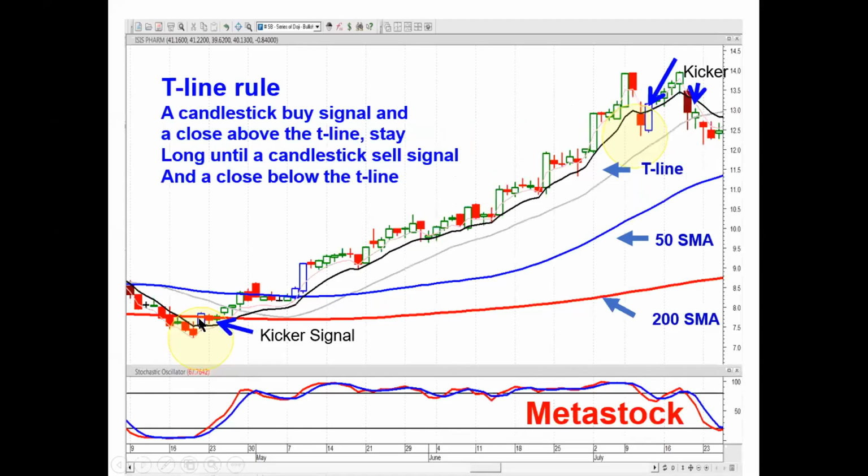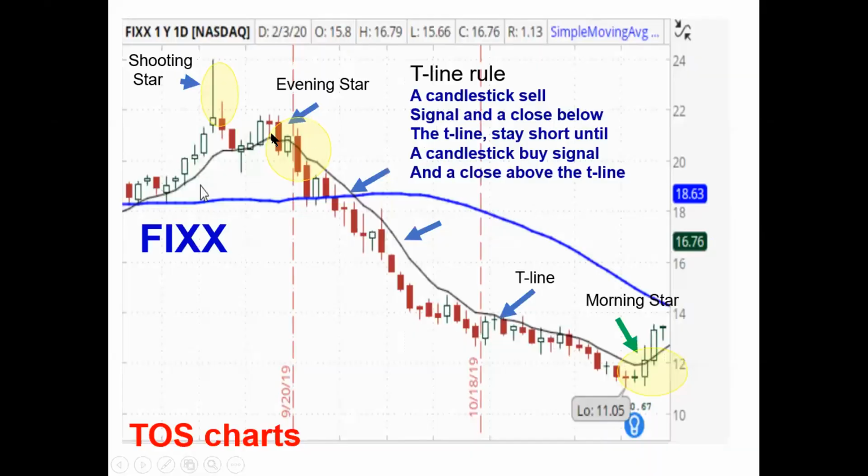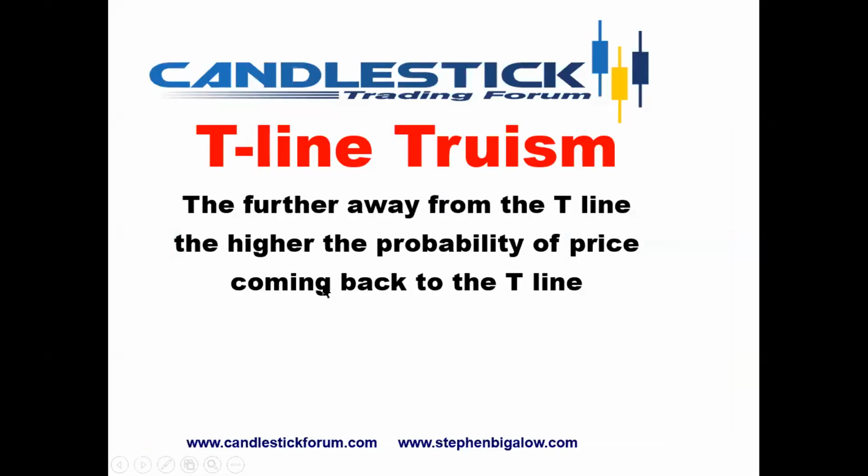If you see a candlestick buy signal and a close above the T-line, you can stay long until you see a candlestick sell signal and a close back below the T-line. Conversely, if you see a candlestick sell signal and a close below the T-line, you can stay short until you see a candlestick buy signal and a close back up above the T-line. And there's a caveat to that.